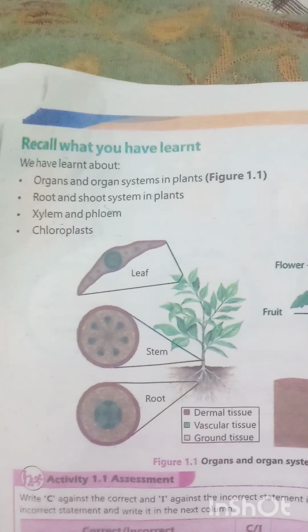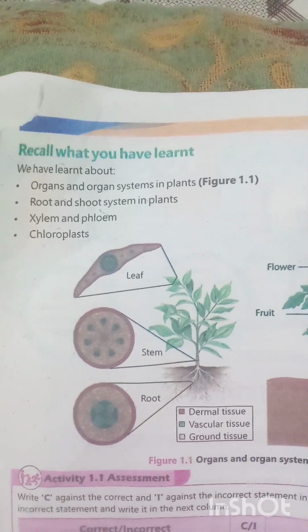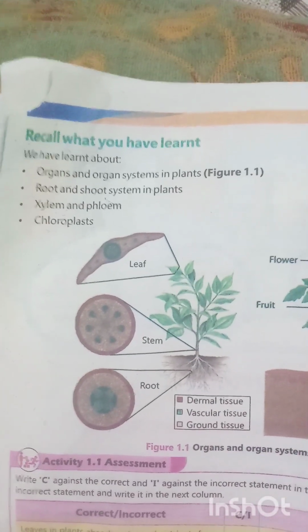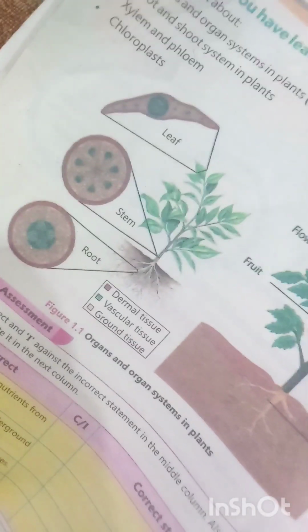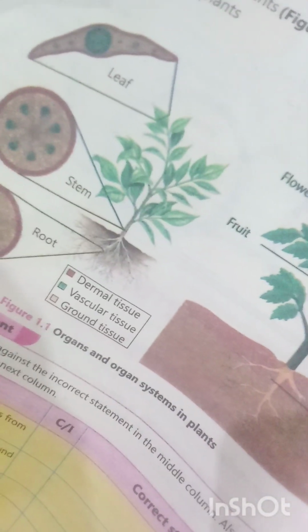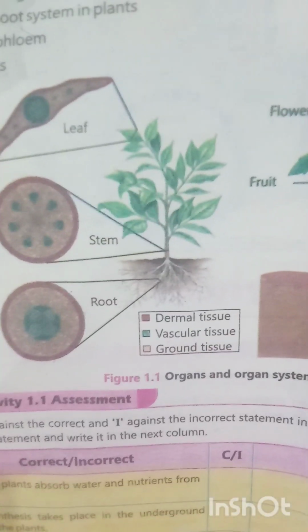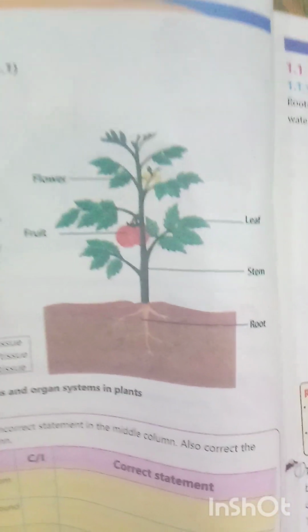Recall what you have learned. We have learned about organs and organ systems in plants, root and shoot system in plants, xylem and phloem, chloroplasts. These are different parts of a plant like dermal tissues, vascular tissue, ground tissues. These are three parts of a plant: root system, leaf.